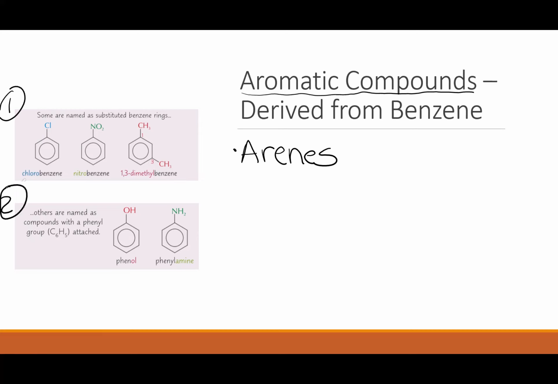The second way we can name them, we name them as compounds with a phenyl group attached. So for example, we've got phenol or phenylamine. So that is two ways of naming aromatic compounds. So that's really important to know if you're asked to name an arene.